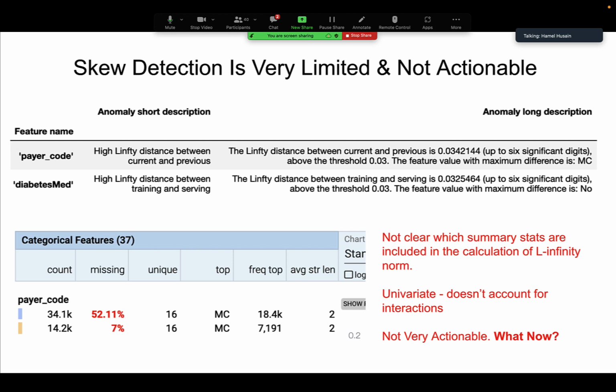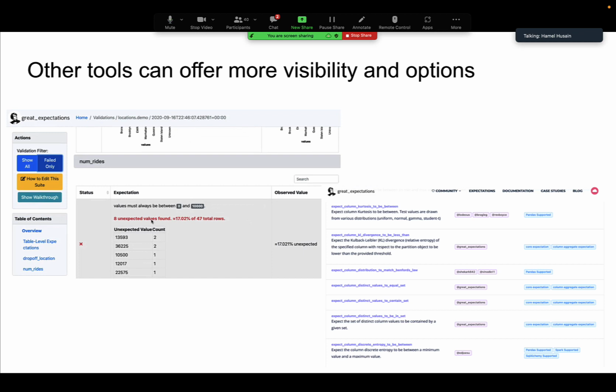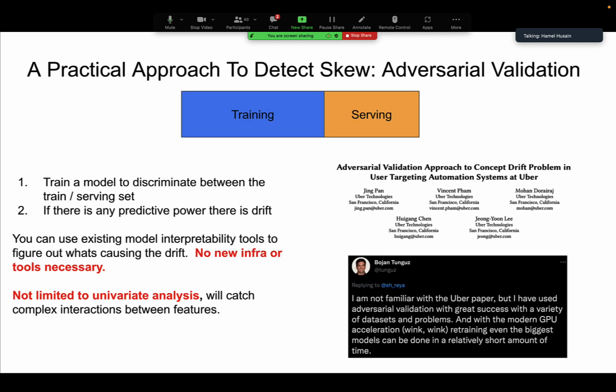And another thing is that this is done in a very univariate way. It's one feature at a time in isolation. And so there are other things that can give you more visibility. This is a screenshot of Great Expectations. Great Expectations offers you similar things, but it's a lot more human readable and understandable.